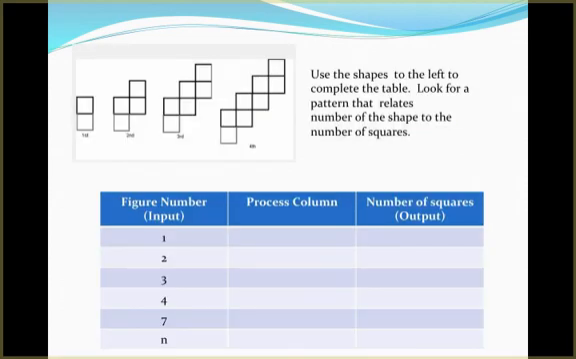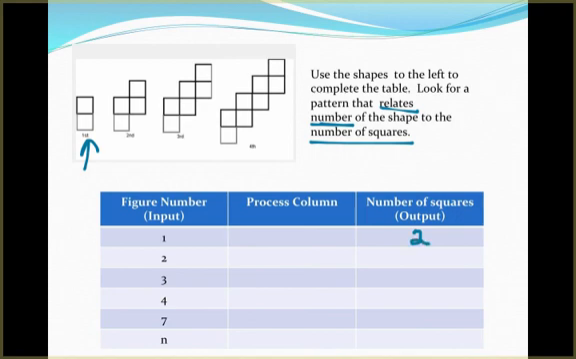Now we're going to look at another example, and this time we're going to try to complete a table to come up with some pattern that may lead us to some kind of an expression that will allow us to determine what's going to happen in any figure number without actually having to do the counting. So let's look at what we have here. We have some shapes drawn here. We are going to look for a pattern that relates the number of the shape to the number of the squares in the picture. If we look at our first figure number, I'm going to go ahead and fill out the output, 2 squares in that.